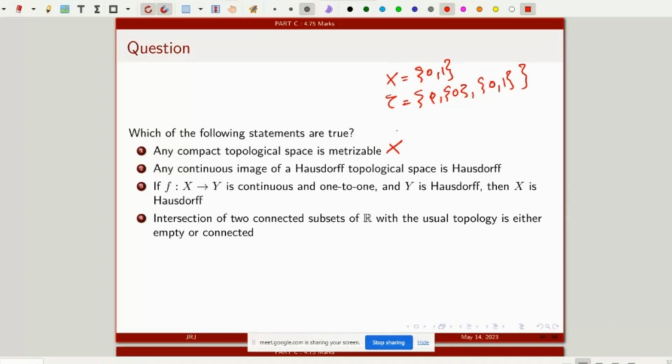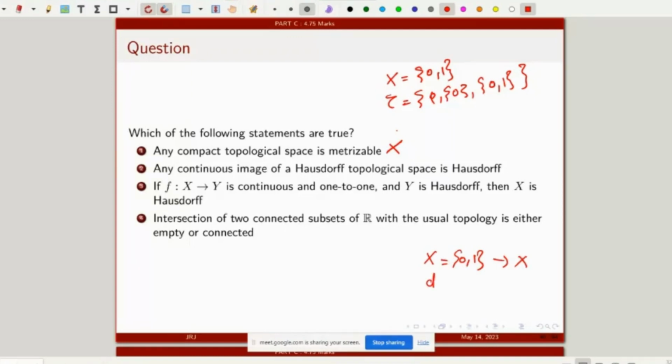Now, next question is, any continuous image of a Hausdorff topological space is Hausdorff. Is it true? False. Which counterexample can you give? From discrete space to indiscrete space. Yeah, correct. So we can take, say, the same example from X to X.